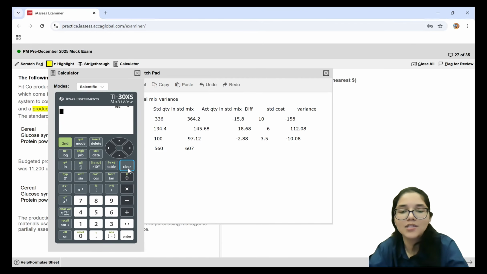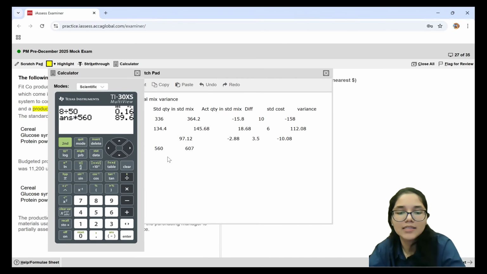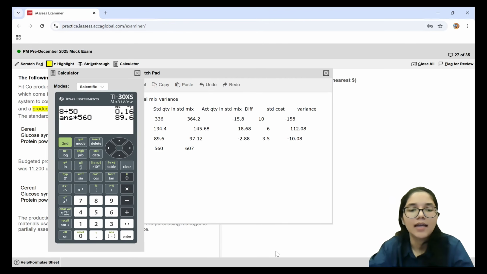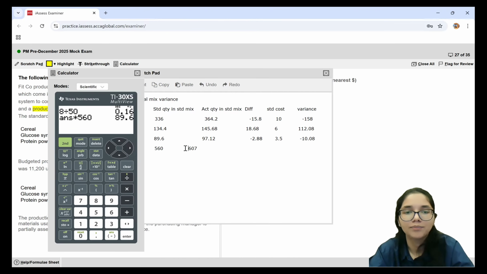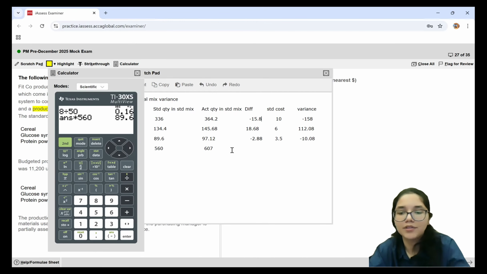And then for the last one, 8 over 50 multiplied by 560, this should have been 89.6. Now we can replace all of the figures when it comes to the differences. So the actual quantity in the standard mix is going to remain the same. So let me just position it a little better. Okay. So here we have put our numbers. Now we can find out the differences.